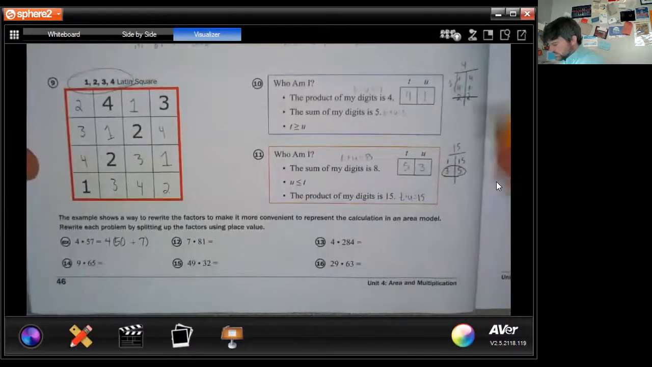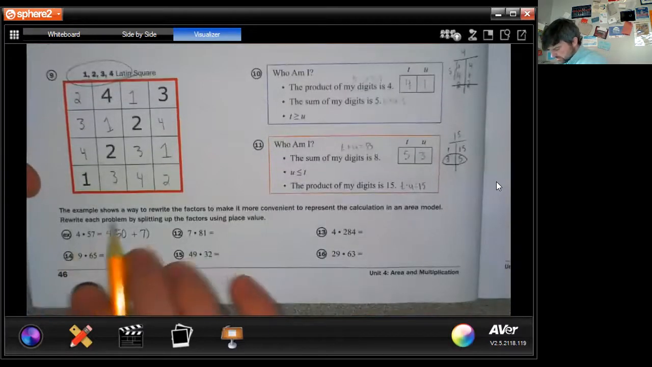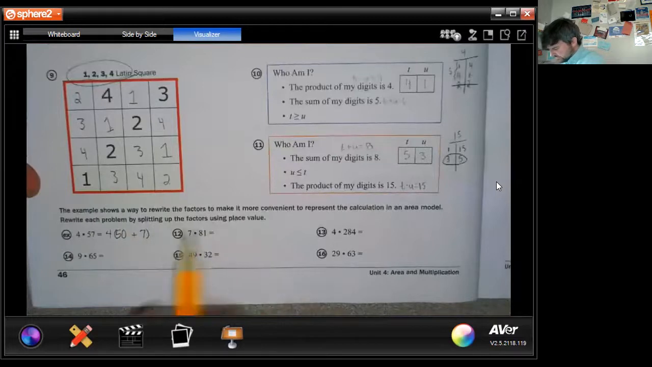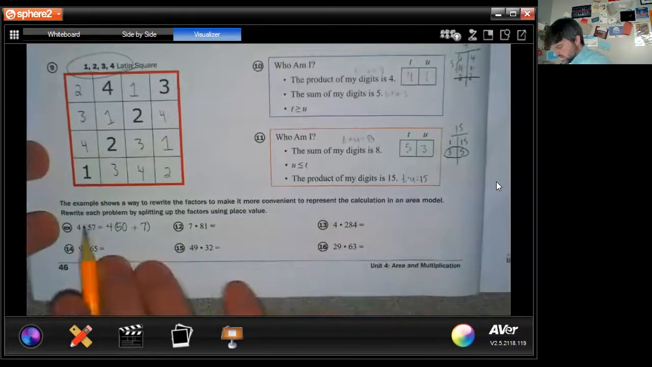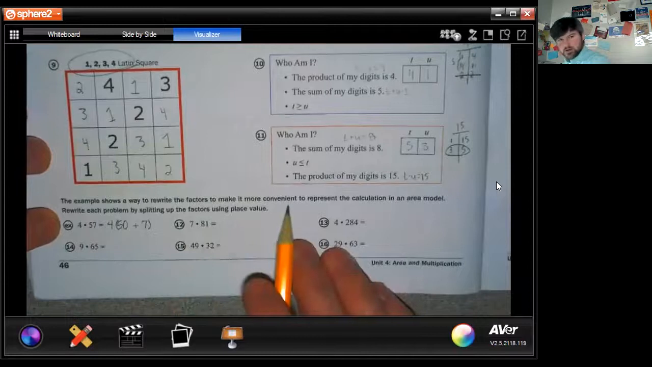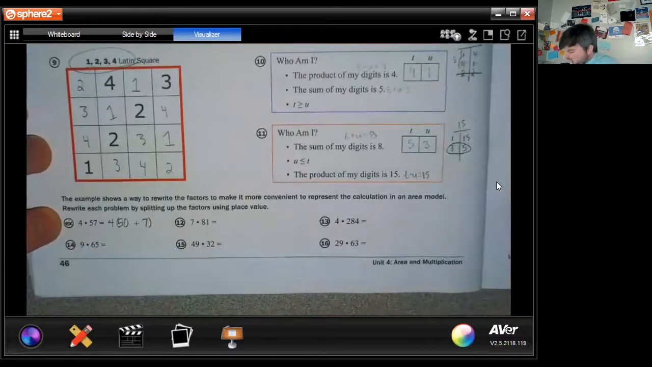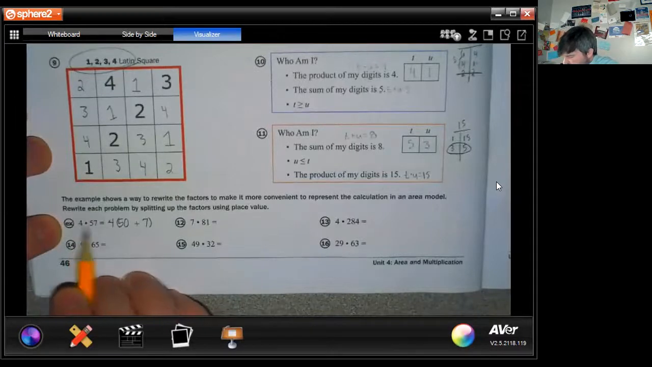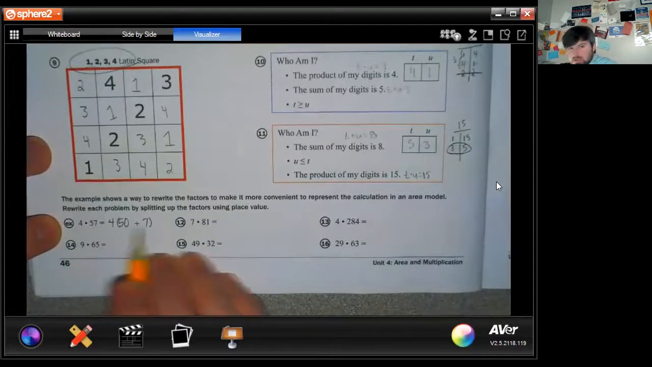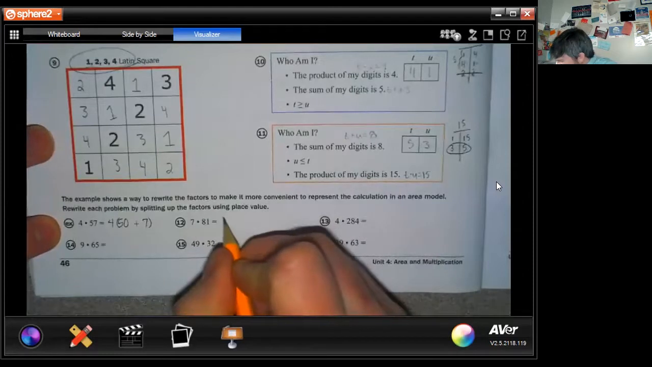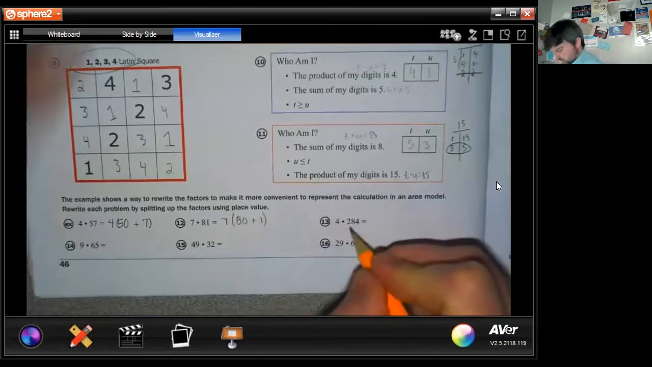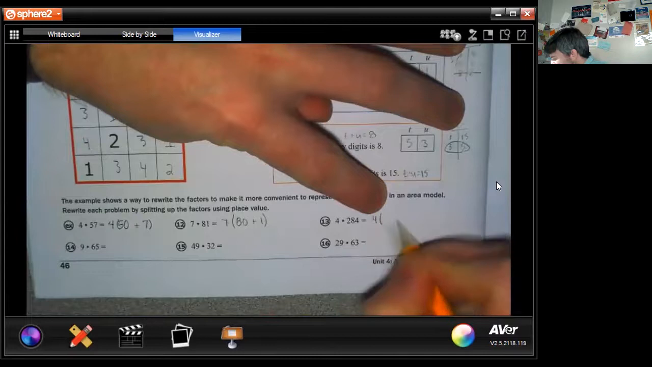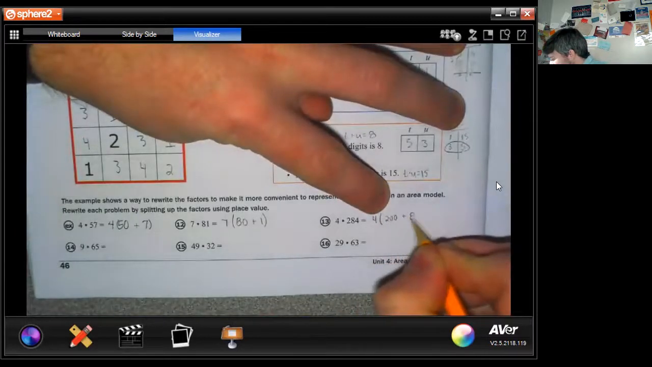Okay, so it helps sometimes to make a list of numbers there. The example shows a way to write the factors to make it more convenient to represent the calculation in the area model. Rewrite each problem by splitting up the factors using place value. So they did an example for you. 4 times 57, they took 4 times 50 plus 7. And this is what they would use for the area model. So here on 12, you might say 7 times 80 plus 1. Here, maybe a little bit longer, 4 times 200 plus 80 plus 4.